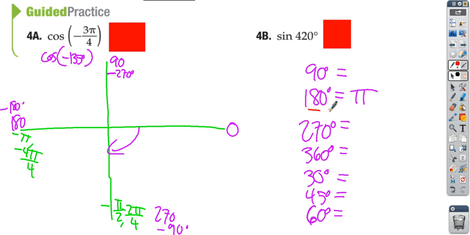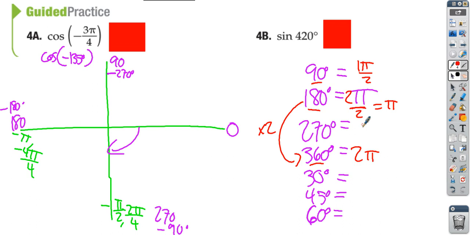So if 180 is pi, that means 360 is double 180, so it must be double pi, which is 2 pi. 90 is half of 180, so it's half of pi, or pi over 2. So this right here is like 1/2 pi. This is like 2/2 pi, which is just pi. 270 is like 3/2 pi, and this is like 4/2 pi, 4 pi over 2, and that just equals 2 pi.